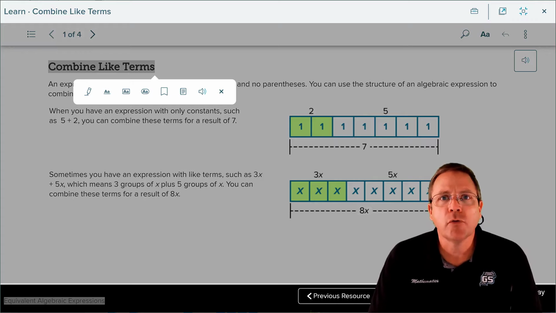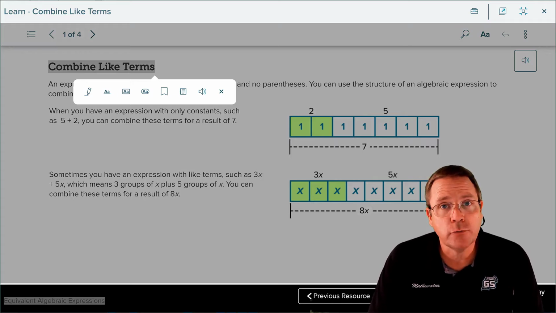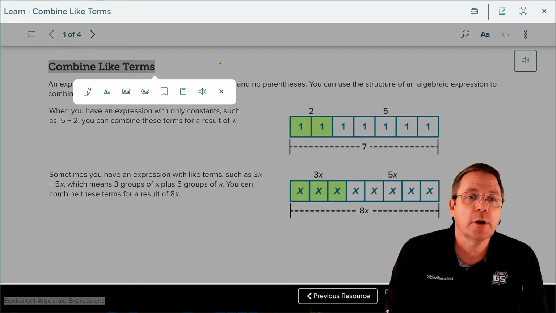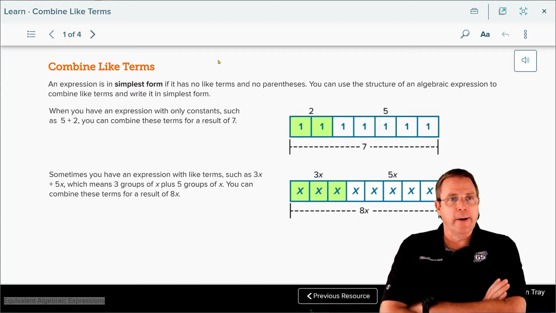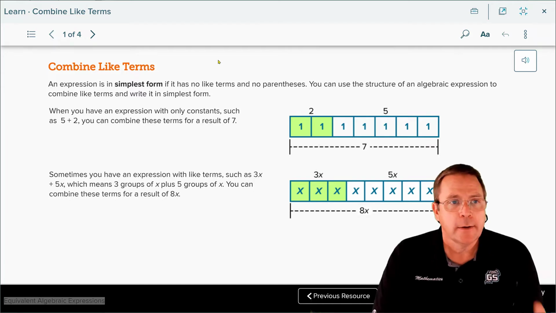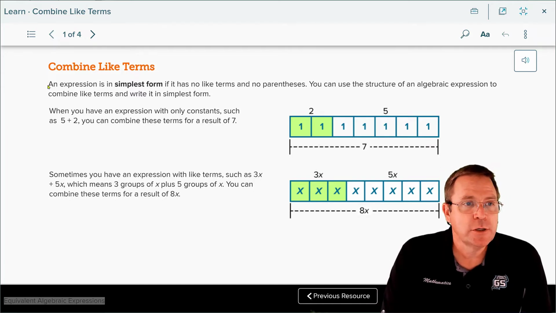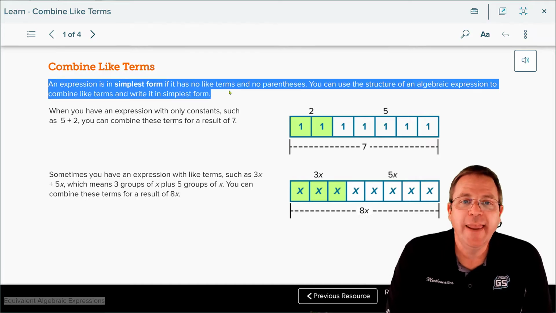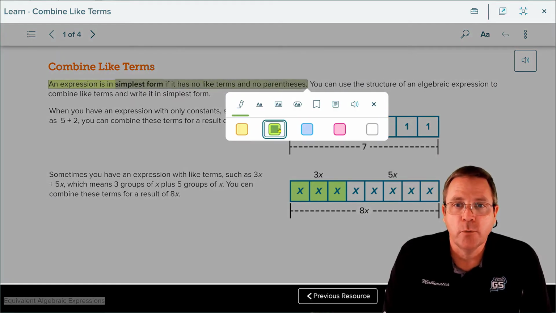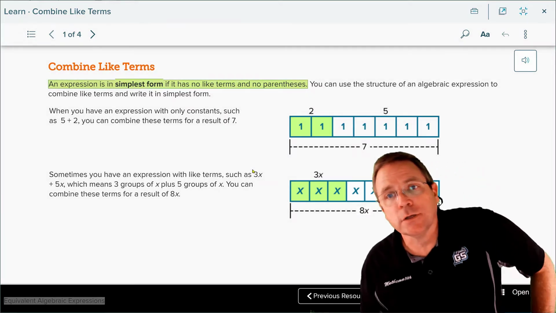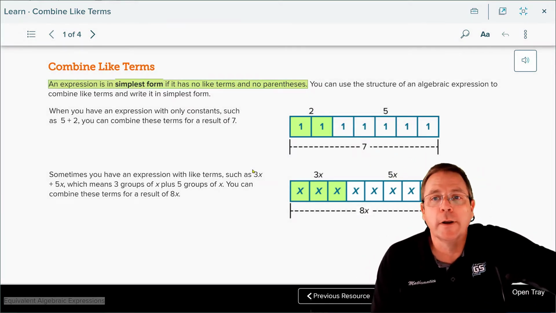Welcome back to part 3 of Module 5, Lesson 7, Equivalent Algebraic Expressions. We're going to start off our new session with combining like terms. And the definition says an expression is in simplest form if it has no like terms and no parentheses. You will, of course, be seeing that definition on your vocabulary quiz coming up.